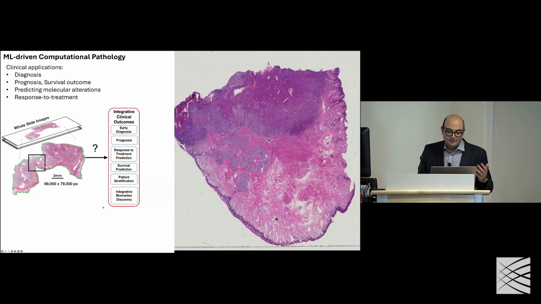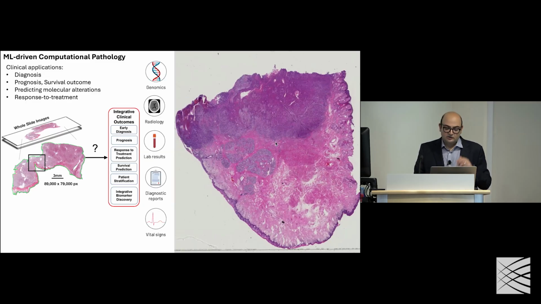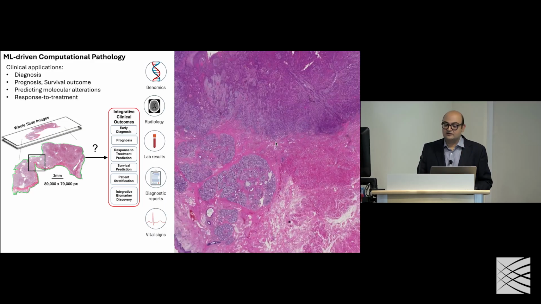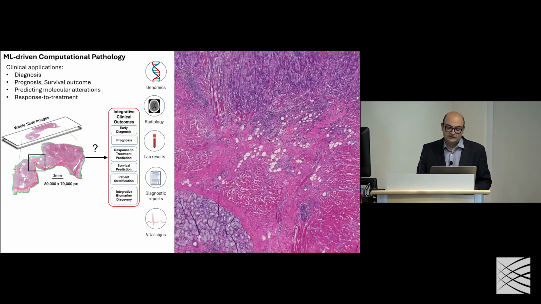So what we predominantly do is that we essentially try to analyze these images using computational machine learning tools to get to everything in the red box here, whether it's early diagnosis, prognosis, response to treatment, patient stratification, and so forth. Essentially discovery from this kind of data. But we also incorporate information from other modalities where necessary to try to fulfill some of those objectives.